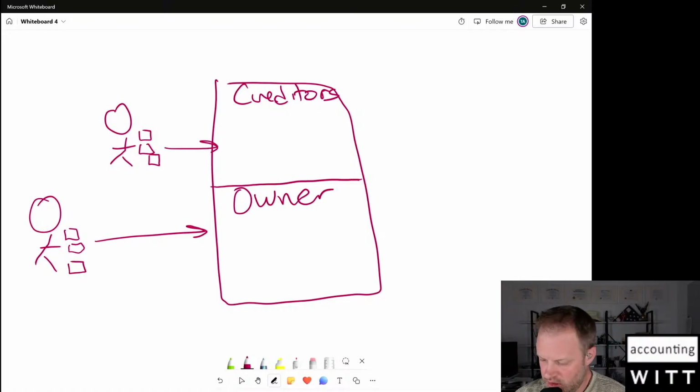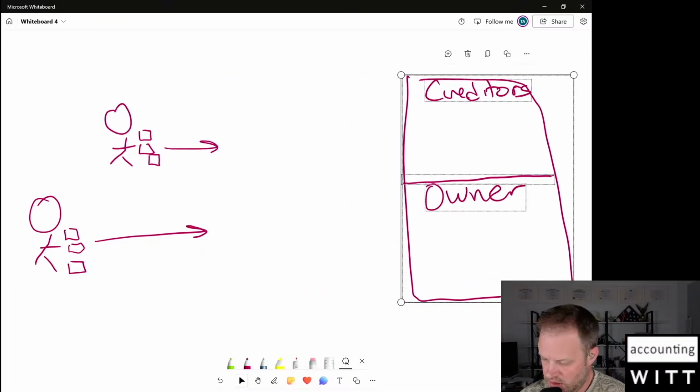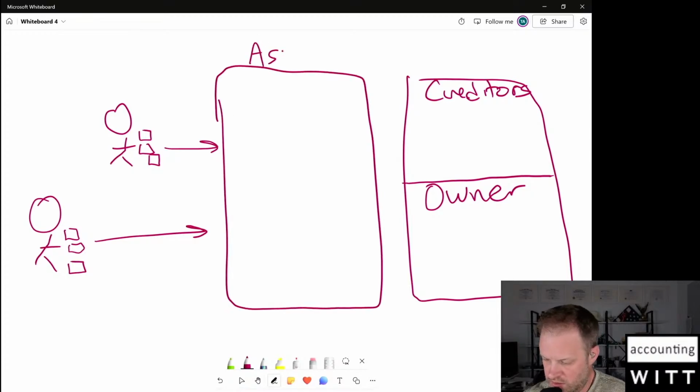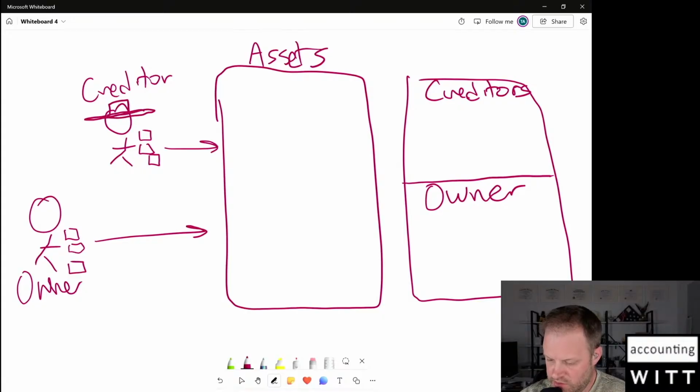Whenever an owner, oh, here. Okay, we're going to start with creditors. We're going to put hats on. All right. So every time an owner puts assets in, they get a score. They get put on the scoreboard.